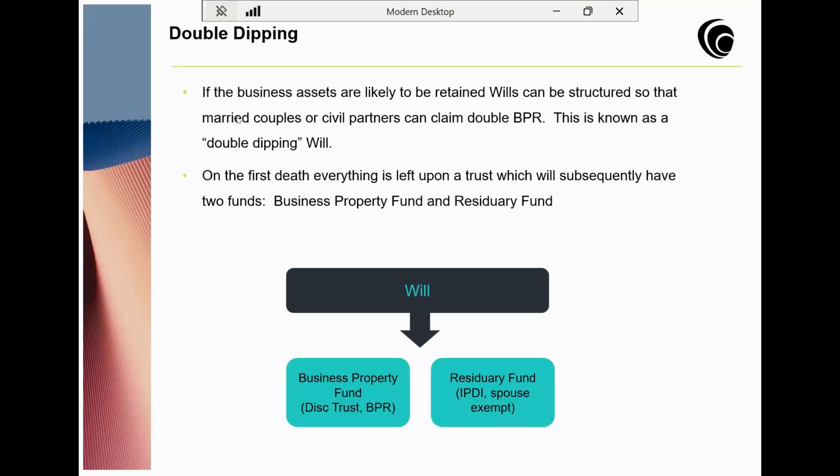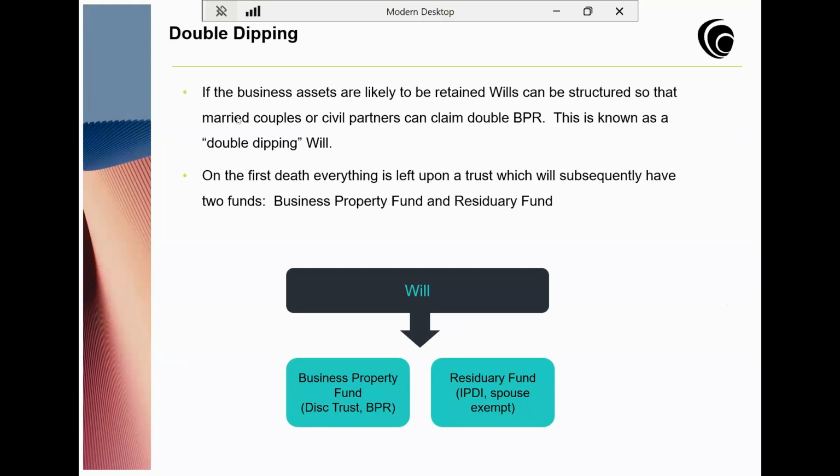There's also an opportunity to claim business property relief twice on the same assets if business assets are likely to be retained, and this is done by what is known as a double dipping will, so a double dip of business property relief. This works on the basis that on the first death, everything is left upon a trust, which will subsequently have 2 funds, a business property fund and a residuary fund.